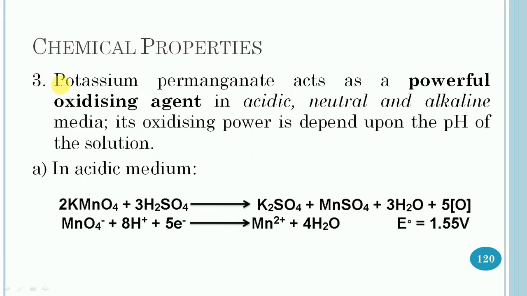Potassium permanganate acts as a powerful oxidizing agent in all three media: acidic, neutral and alkaline. Its oxidizing power depends upon the pH of the solution. So first of all, consider the case of the acidic medium. In acidic medium, potassium permanganate will generate 5 oxygen. This is the ionic equation. The total number of electrons exchanged is 5. The electrode potential for this reaction is 1.55 volt.